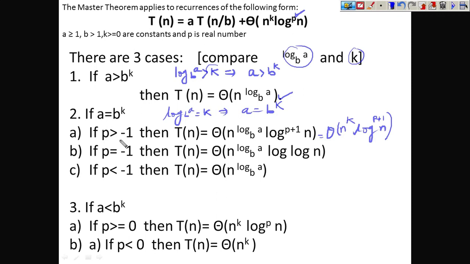If p is more than -1, then you will take this function and multiply by one log into it. So you will get log to the power p plus 1 of n. Again I repeat, if p is more than -1, which refers to the positive values, 0 and all positive values, you have to simply take the function and just multiply one log n into this.